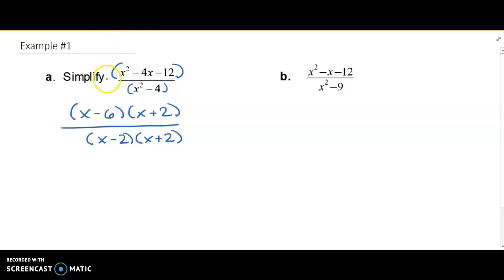Okay, after we factor, we are going to look for like terms that we can cancel out. So notice we have an x plus 2 and an x plus 2, and we can cancel those out. Okay, so what we're left with is x minus 6 over x minus 2, and this cannot simplify. Okay, so this is our final answer, but we have to restrict the domain.